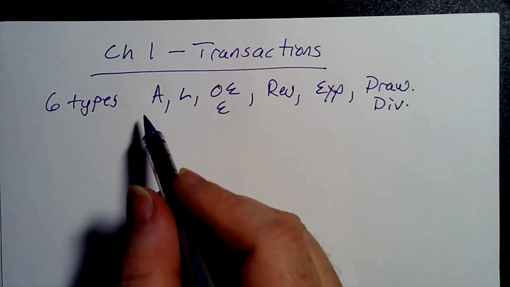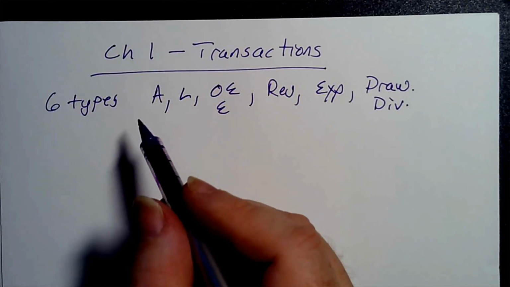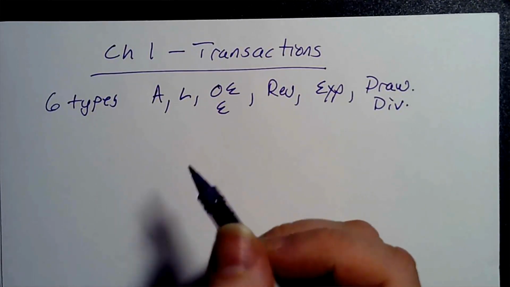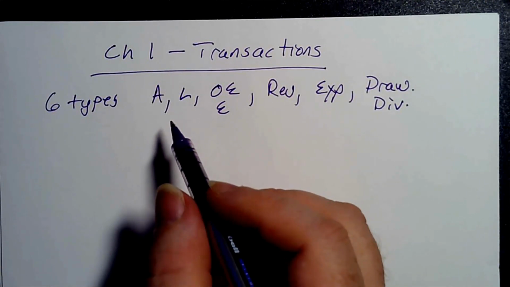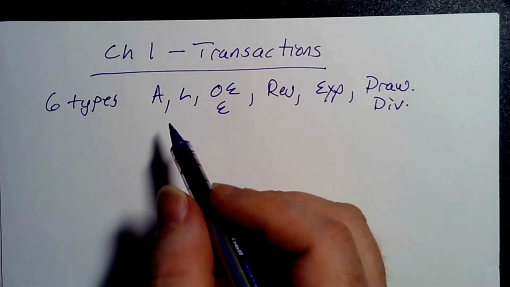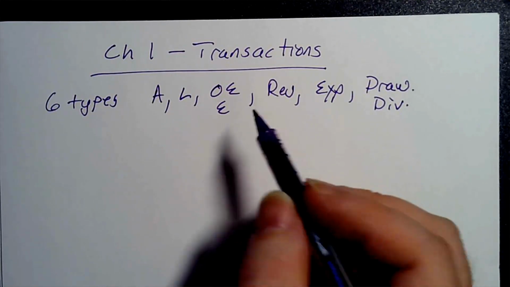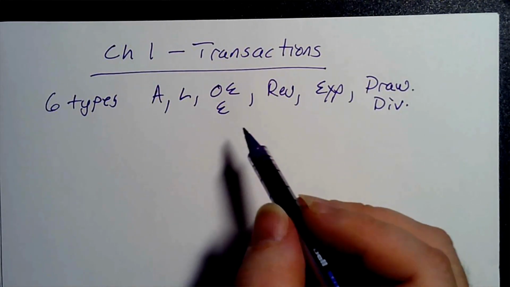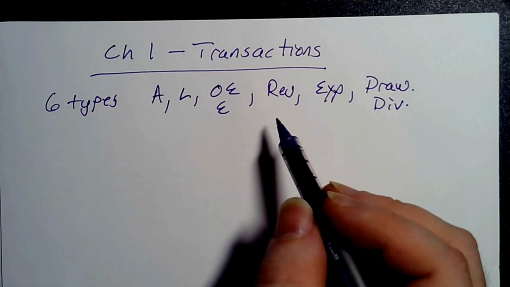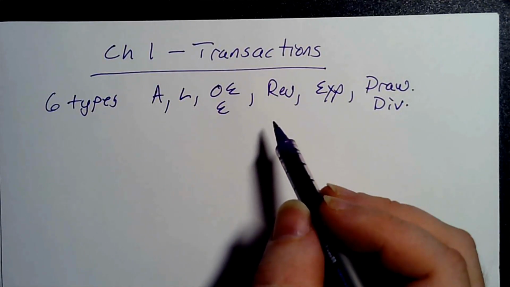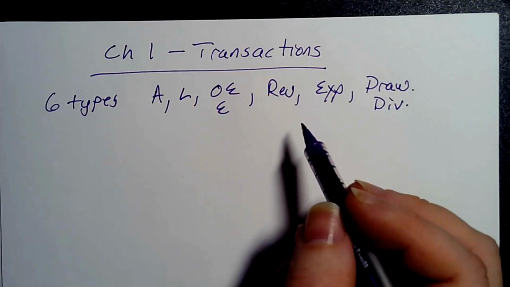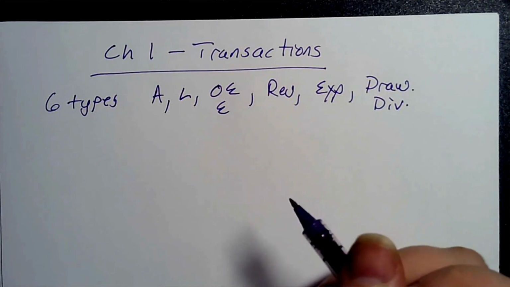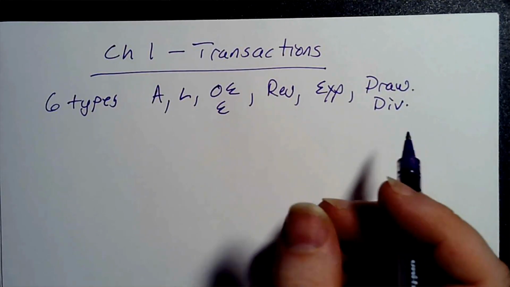So what are assets? It could be land, it could be cash, it could be equipment. Liabilities could be bank loans, or if we haven't paid our employees yet, it could be some sort of wage payable. Equity, stock, that sort of thing. Revenue, this is sales revenue, or maybe it's service revenue. Expenses, rent, utilities, all sorts of things. And then, of course, dividends, what we're giving back to the owners.